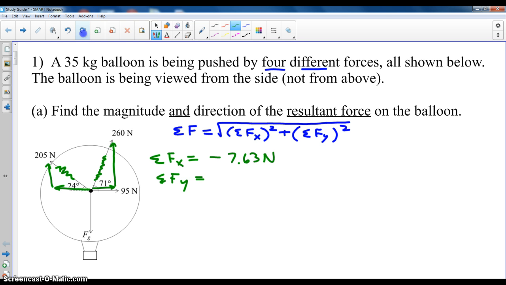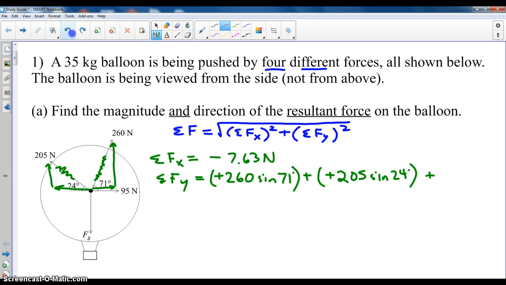It's a very wise thing to do. Okay, first I will add up the y part of the 260 Newton force. It points up, so it's positive, and the value is 260 sine 71. Then I have the y part here of the 205 Newton force. That y part points up, so it's positive as well. And the value is hypotenuse sine theta. And then finally, I have my final force in the y direction, Fg. It points down, so it's negative. And Fg is just m times g, so 35 times 9.8.